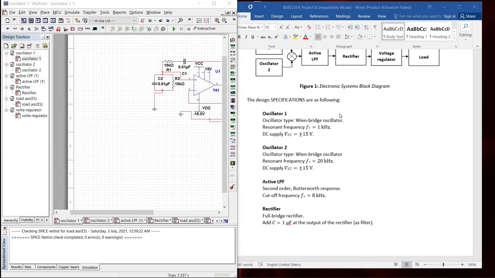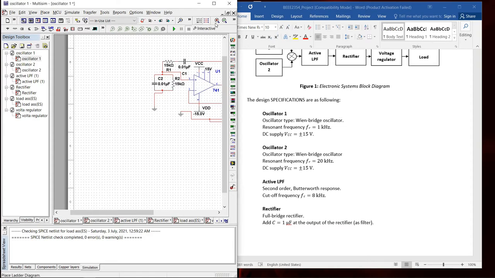As we can see in our lab work assigned to us for oscillator 1, we will use the oscillator type of Wien bridge oscillator, and the resonant frequency assigned for oscillator 1 is 1 kilohertz, and the VCC value is plus minus 15 volts.